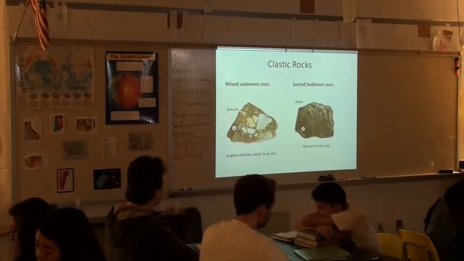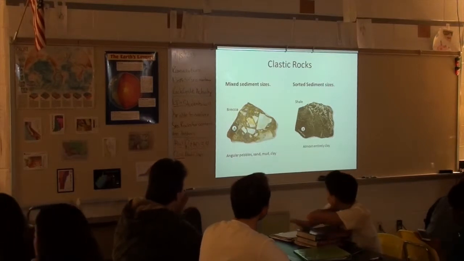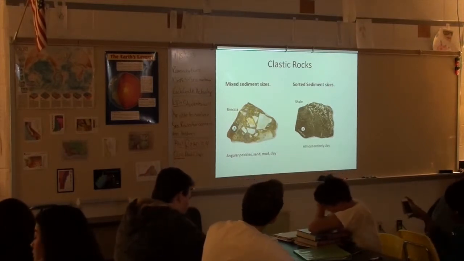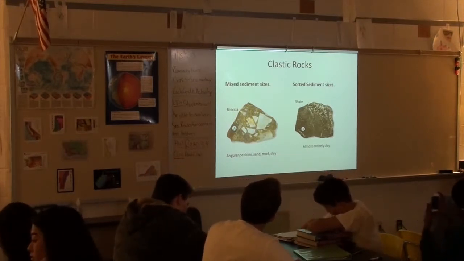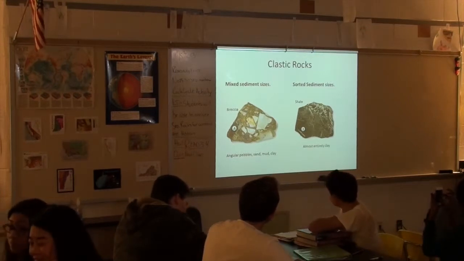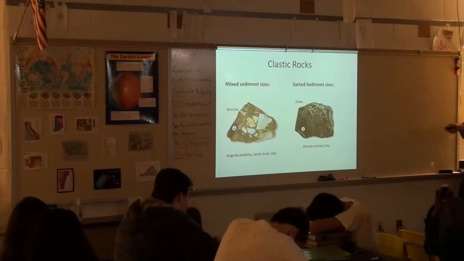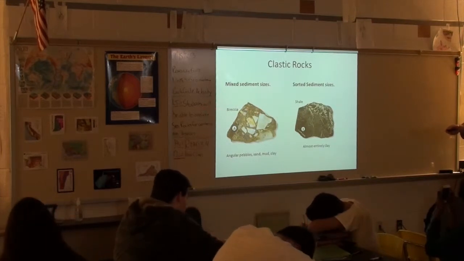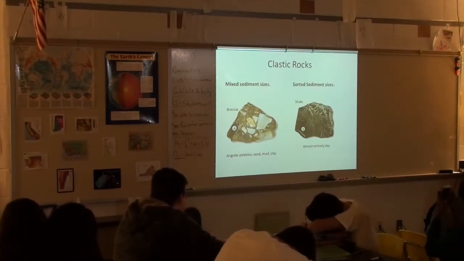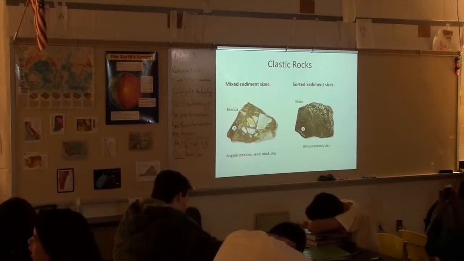Okay, here's some more clastic rocks. Notice these were all the rocks that were in the quiz. Okay, this is called a breccia. Breccia, it's an Italian way of saying things. Breccia.